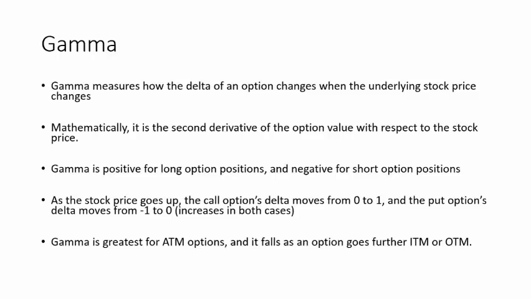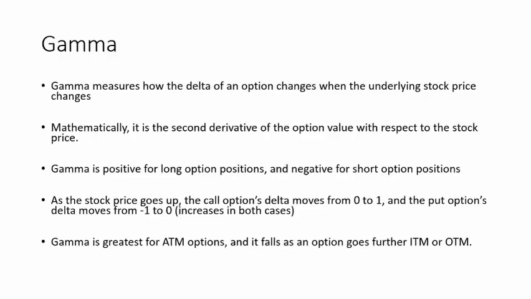And gamma is always going to be positive for long option positions and negative for short option positions. So this means that for both call options and put options, if you own a call or own a put, gamma is positive. If you're short a call or short a put, then you have negative gamma. Okay? So gamma is positive for both call and put options. Short positions are obviously then negative.